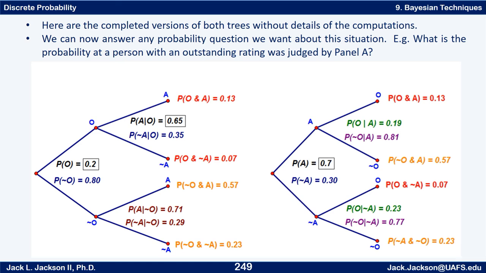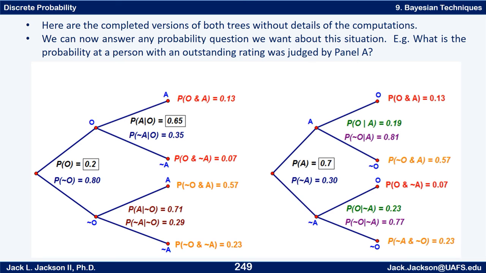So these are all the probabilities that we have so far. We'll just read them off real fast. The probability of O, a probability of outstanding rating, is 0.2. Probability not outstanding, 0.8. The probability of being judged by panel A given it's outstanding is 0.65. And the probability of not being judged by panel A given it's outstanding is 0.35. The probability of being judged by panel A given you didn't get an outstanding is 0.71. And the probability of not being judged by A given not outstanding is 0.29.